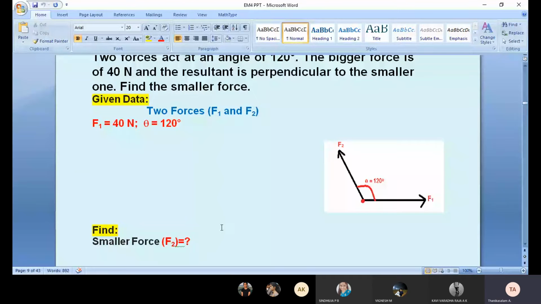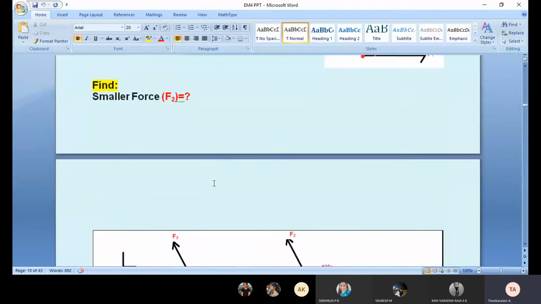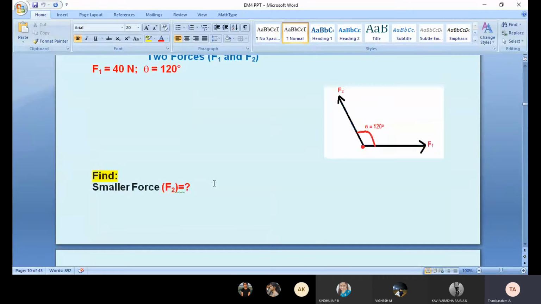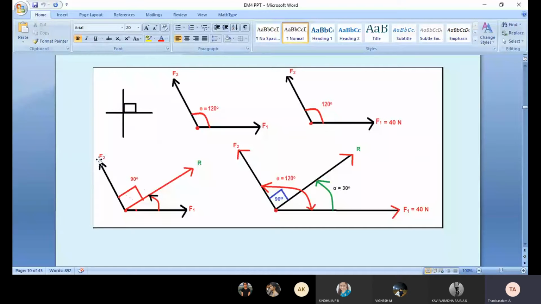Now see the diagram, you will understand. Any quadrant is 90 degrees only. Here it is 120, no? That's why I have drawn the bigger one, 120 degrees. You see the first diagram: F1, F2, 120 degrees. F1 is the bigger force, and always take it as horizontal, 40 Newton. F2 is the smaller one. The condition is given in the question itself: the resultant is perpendicular to the smaller one. Which one is smaller? F2. So I marked 90 degrees. See here, 90 degrees. The R means the resultant.